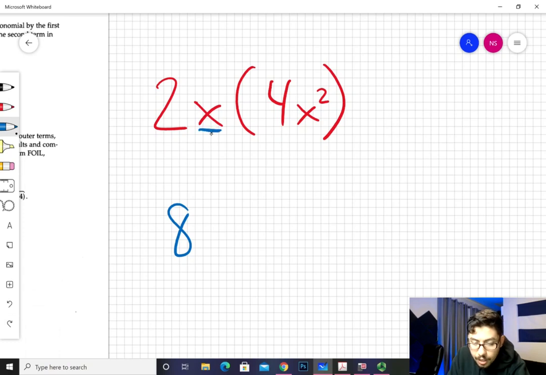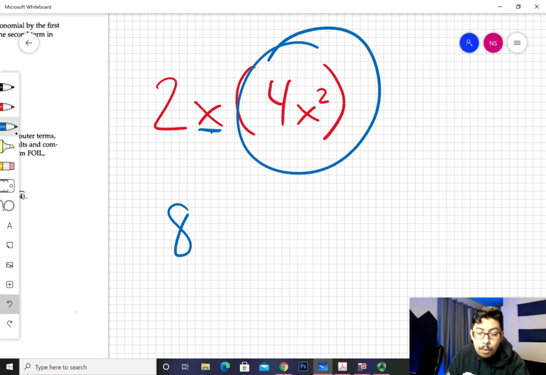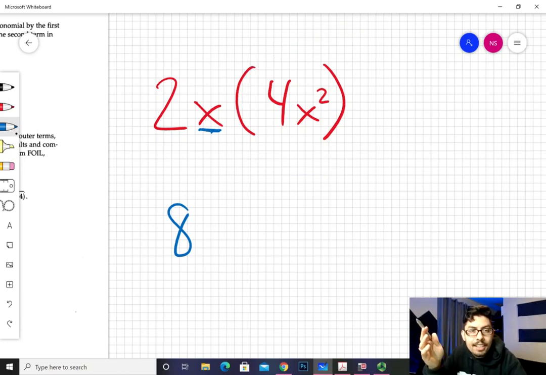So we go here, and we look at the other term, this term here, and see whether we can find the same matching letter. In this case, yes, there's an X there. And this is where we differ from the previous lesson with adding or subtracting polynomials, aka combining like terms.